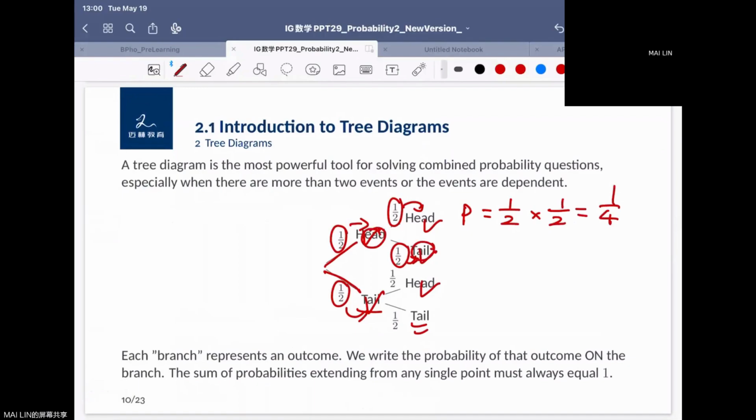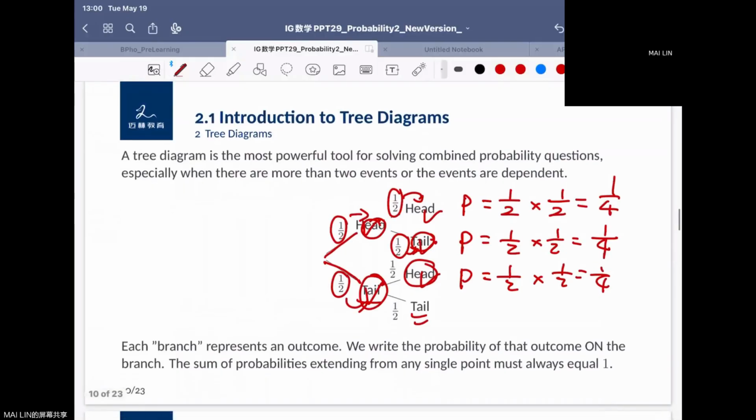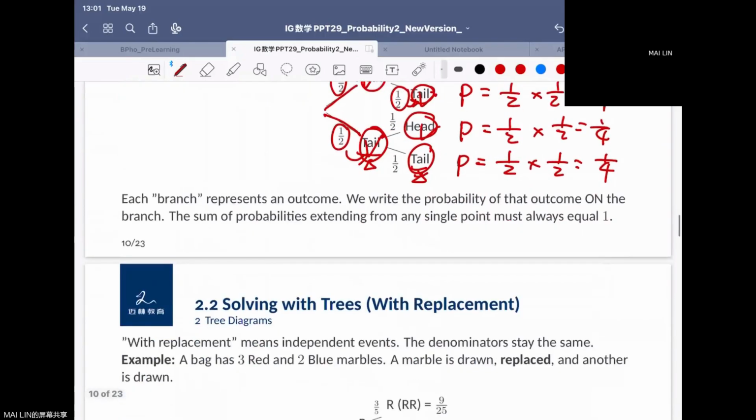So the first time is a head and the second time is a tail, because the probability here is a half times another half equals 1/4. And one is tail, another is head, because the probability here is a half times a half equals 1/4, okay? So the first time is tail, the second time is also a tail, because the probability here is a half times a half equals 1/4, right? So you can find here, total possibility equals 1, right? 1/4 added together, that is 1, okay? That is the introduction to the tree diagrams right here, okay?